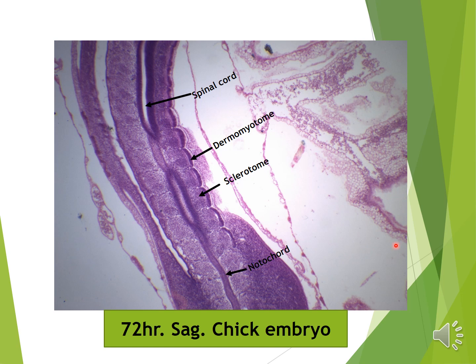Next slide, the sagittal sections, 72 hours in the chick embryo. These sections show two parts of the somite: the ventral and middle part of the somite, loose tissue, the sclerotome, surrounding the neural tube and notochord. The second part of the somite, dense tissue, is the dermomyotome.